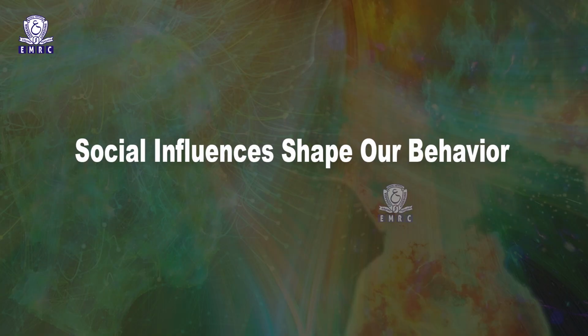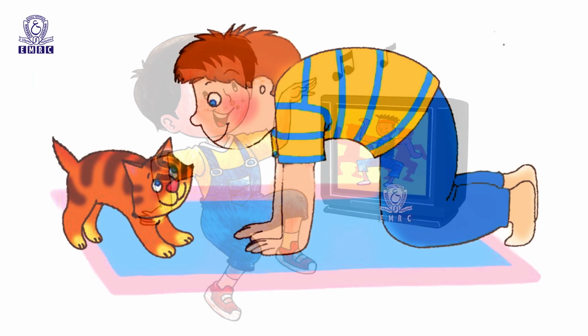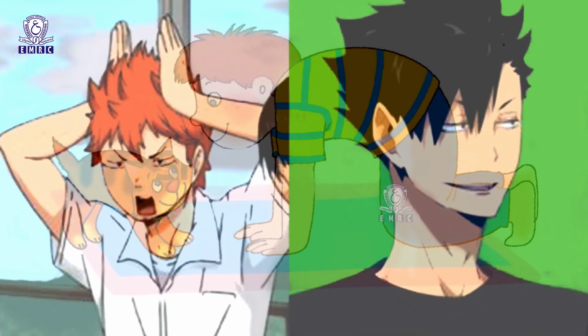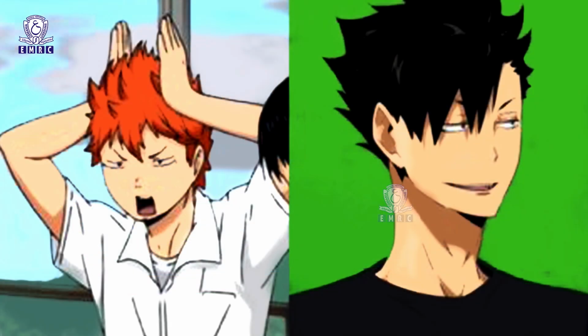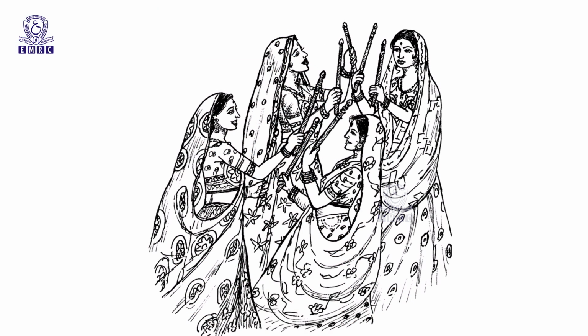The next important thing is social influences shape our behavior. We speak, we think. How do we do all these things? Right from childhood, we have been observing the people and we feel like imitating them. We feel like getting connected to them, to belong to them. Naturally, we try to imitate their thought process, their emotions and also the behavior.